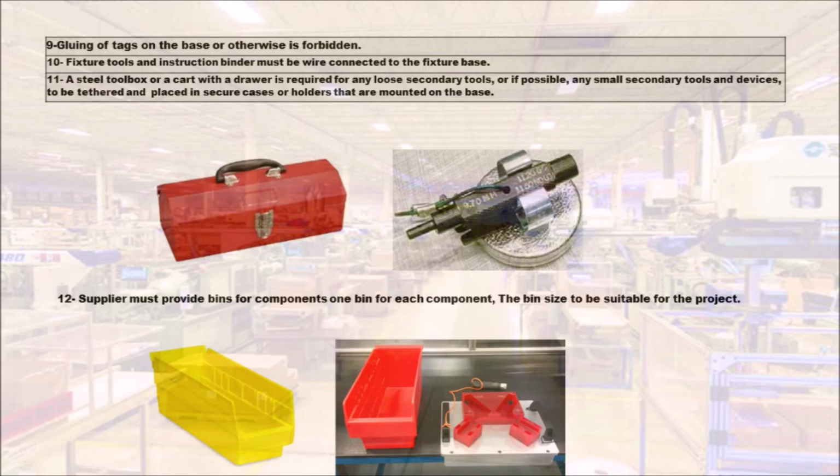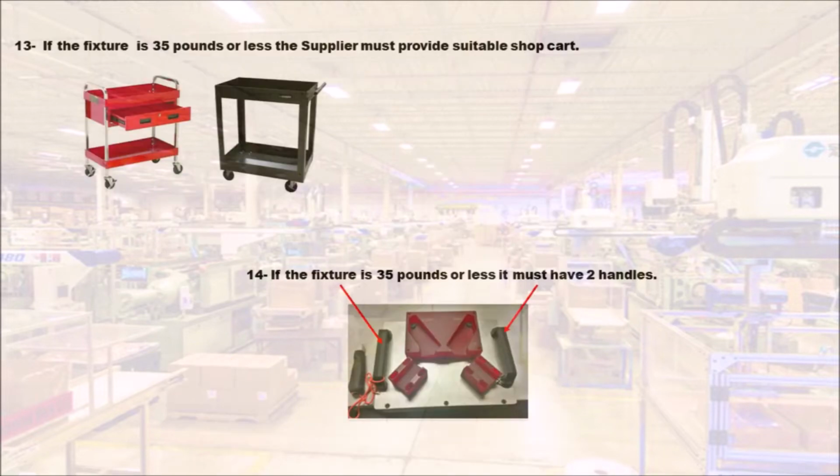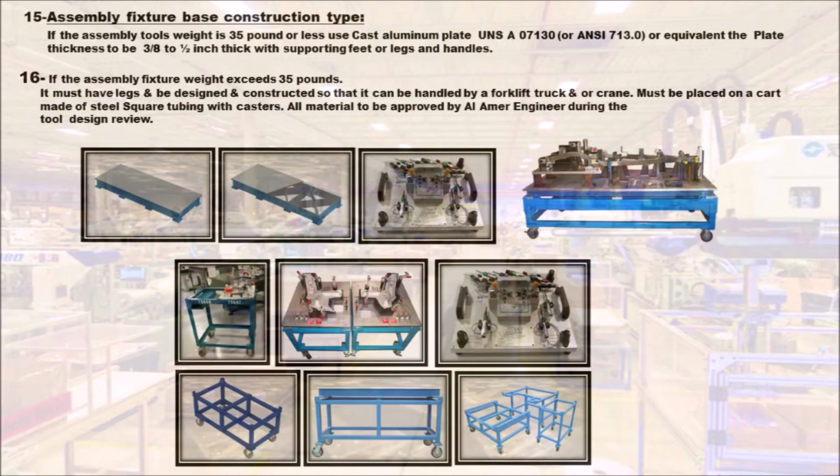the base. 12. Supplier must provide bins for components, 1 bin for each component, the bin size to be suitable for the project. 13. If the fixture is 35 pounds or less, the supplier must provide a suitable shop cart. 14. If the fixture is 35 pounds or less, it must have 2 handles. 15. Assembly fixture base construction type. If the assembly tool's weight is 35 pounds or less, use cast aluminum plate UNS A07130, or ANSI 713.0, or equivalent. The plate thickness to be 3/8 to 1/2 inch thick with supporting feet or legs and handles.